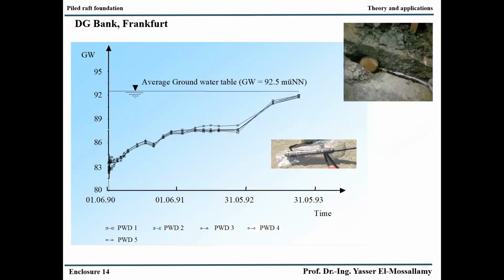This is how we can measure the pore water pressure inside the soil using the water measurement devices. And you can see during the construction we have done dewatering. Therefore, the water pressure is smaller than the hydrostatic water pressure in normal conditions.